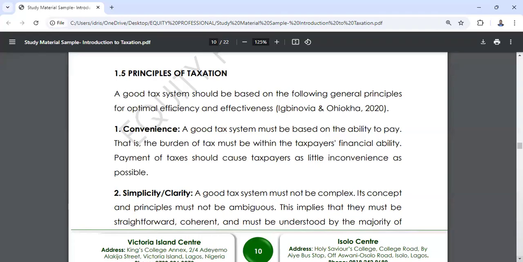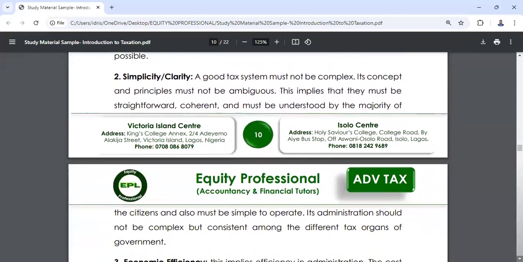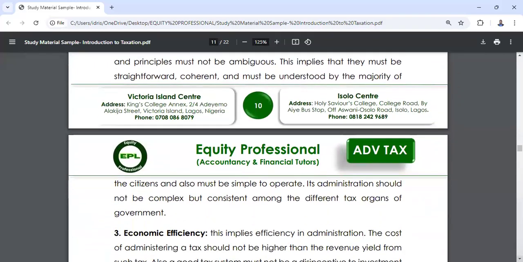Another principle of taxation that we should look at is the principle of simplicity. What is this principle saying? A good tax system should not be complex or ambiguous. A tax system should be written in clear and understandable language. This implies that a tax system should not be complex, and should not be written in a language that is not understood by the taxpayer.